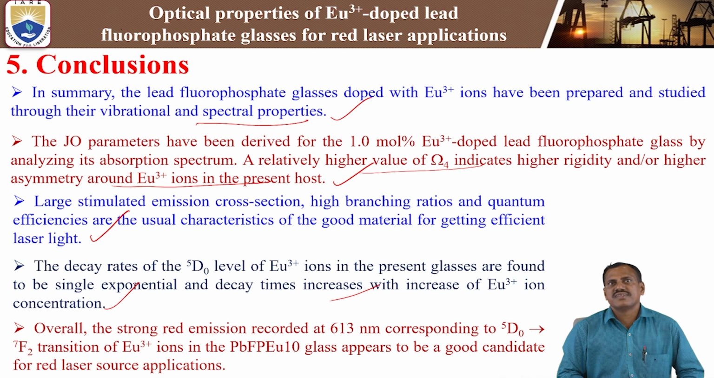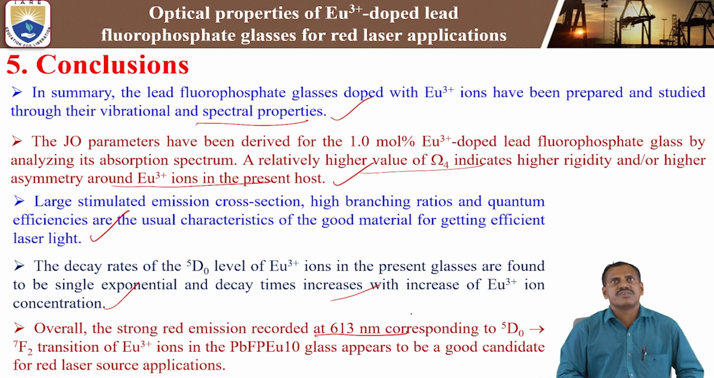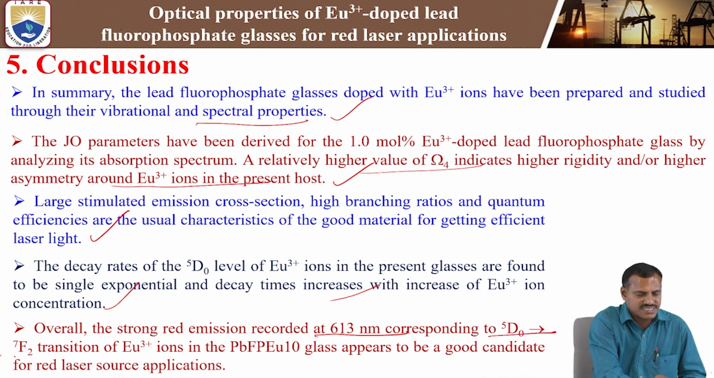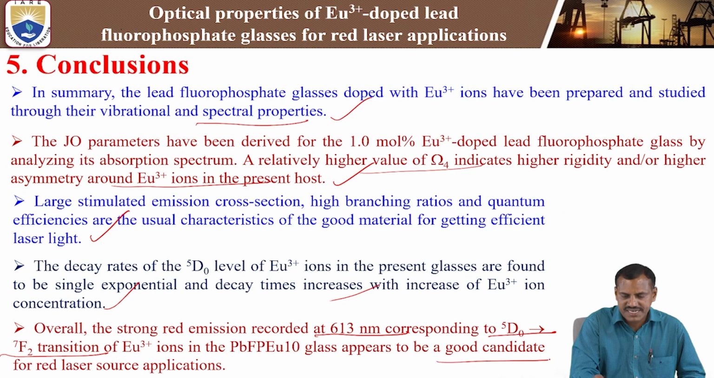Next, overall, the strong red emission is recorded at 630 nanometer. So overall, in the present study, we are getting the Europium triplet red emission around 613 nanometer, corresponding to the 5D0 to 7F2 transition, for Europium triplet ions of 1 mole concentration in the Europium triplet doped lead fluorophosphates. So it appears a good candidate for laser source applications.